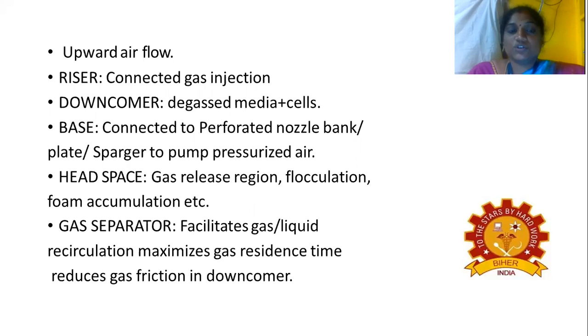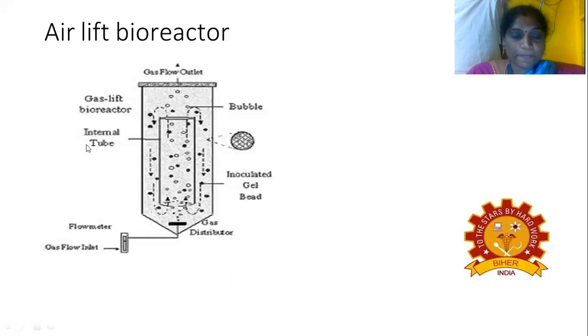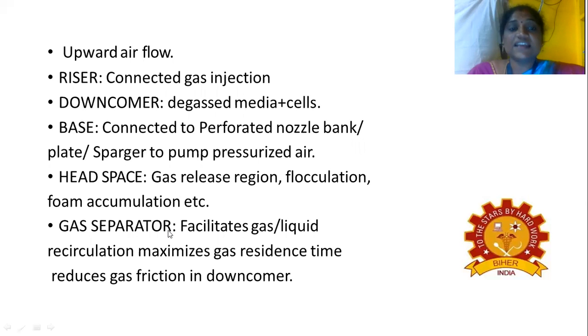Upward airflow. As I told, from the bottom it will be employing pressurized air for mixing the contents. So the riser would be connected to the gas injection, whereas the downcomer contains the degassed media and the cells. The base of the reactor is connected to a perforated nozzle bank, plate or sparger to pump the pressurized air. From the base only, the air would be spread.